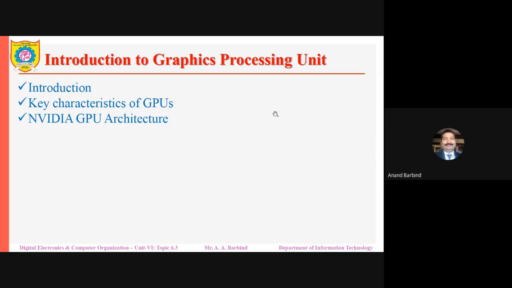So in this particular topic, we shall be studying the characteristics of this graphics processing unit, which uses a highly parallel processing unit. So we shall see first the introduction, then the characteristics, and in brief we shall see at the end the architecture of the NVIDIA GPU.